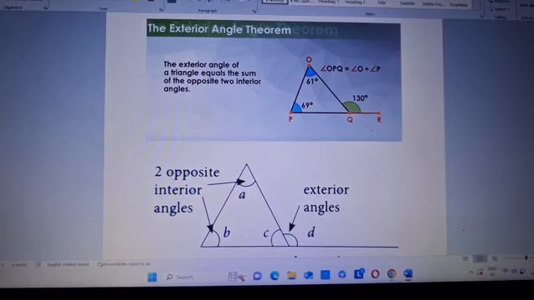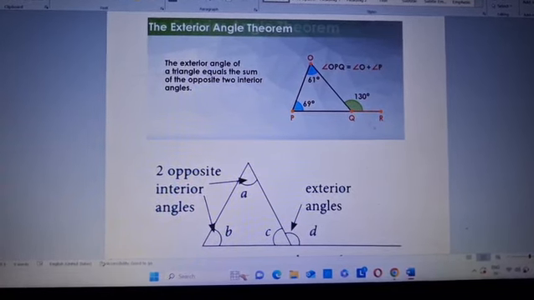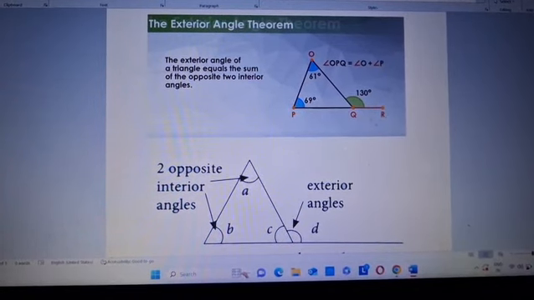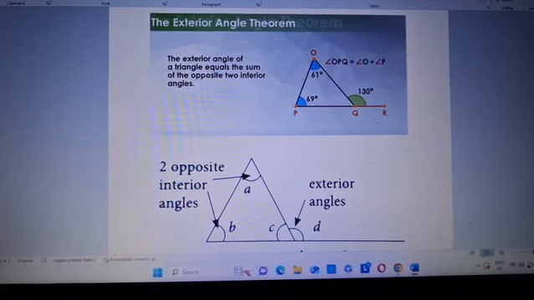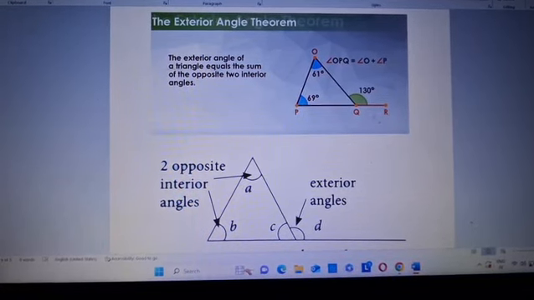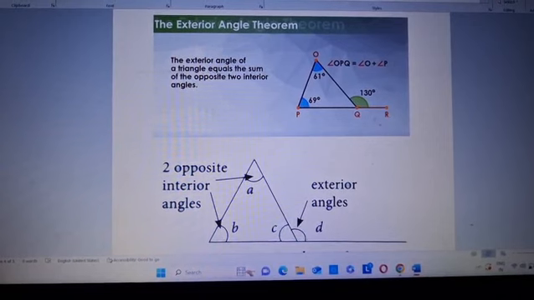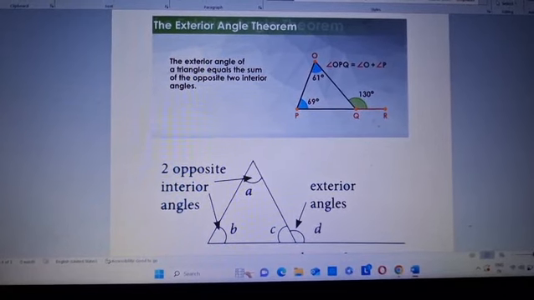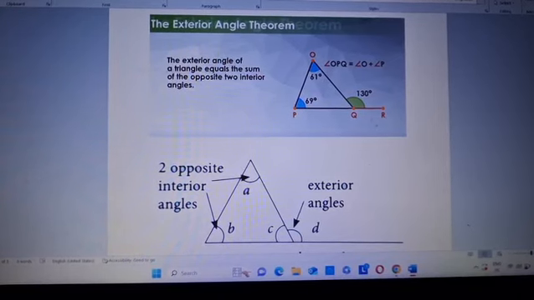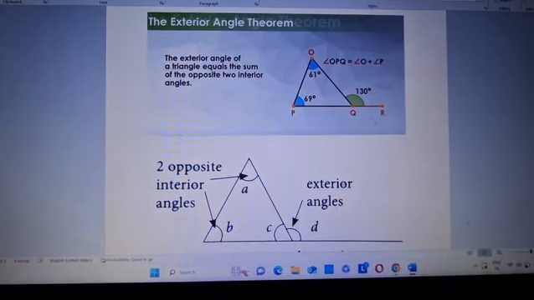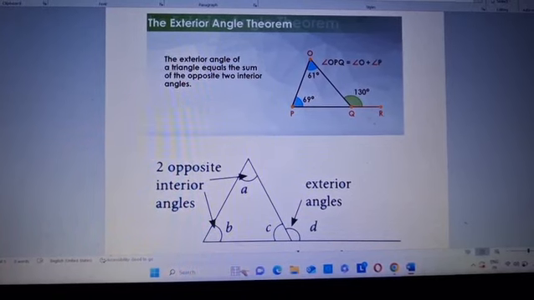For your convenience, I have provided another figure which is given below. You can see that angle D is the exterior angle and the interior angles are A, B and C. But we will not consider C because C is not an opposite interior angle of D. The opposite two interior angles are angle A and angle B. So D is equal to A plus B.